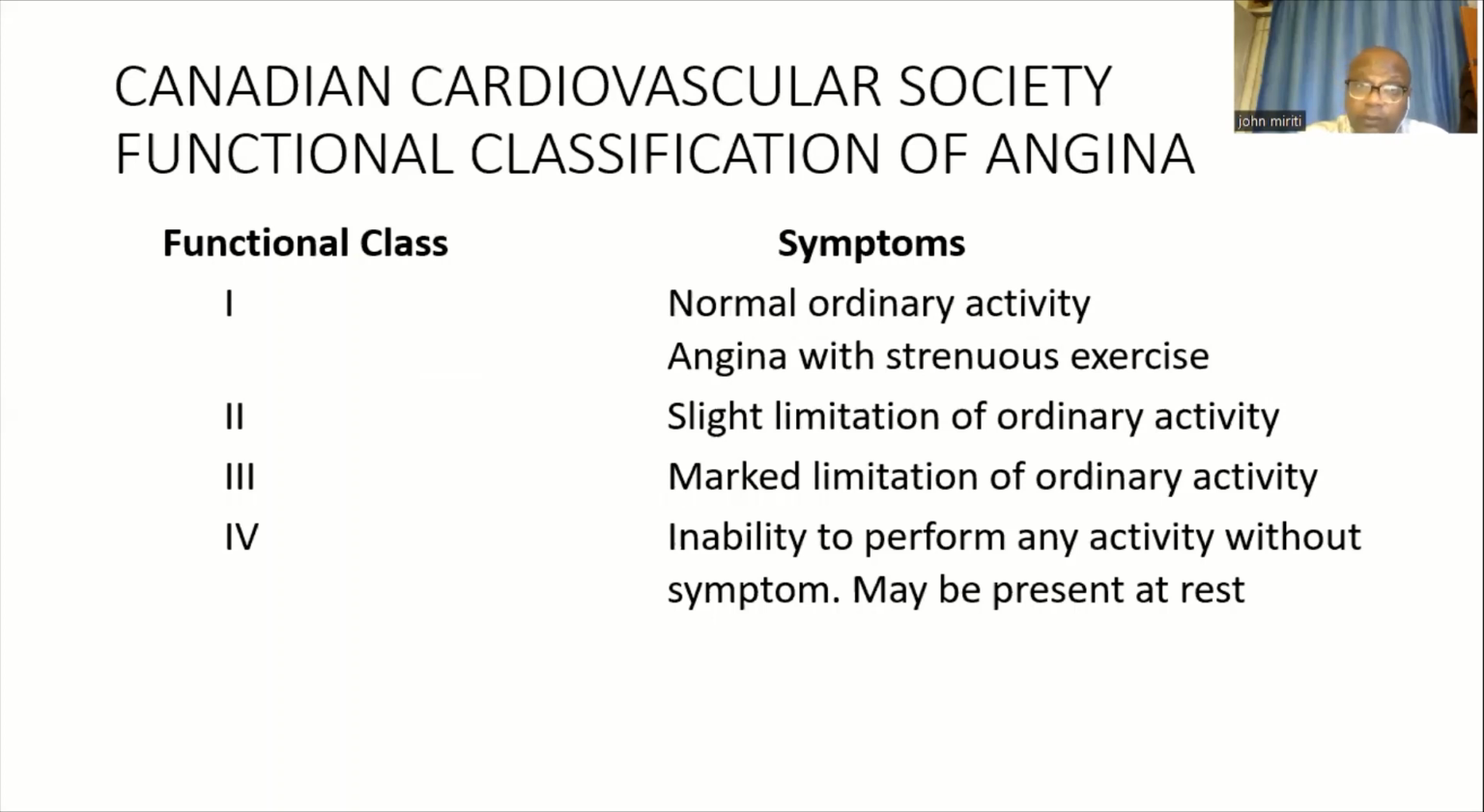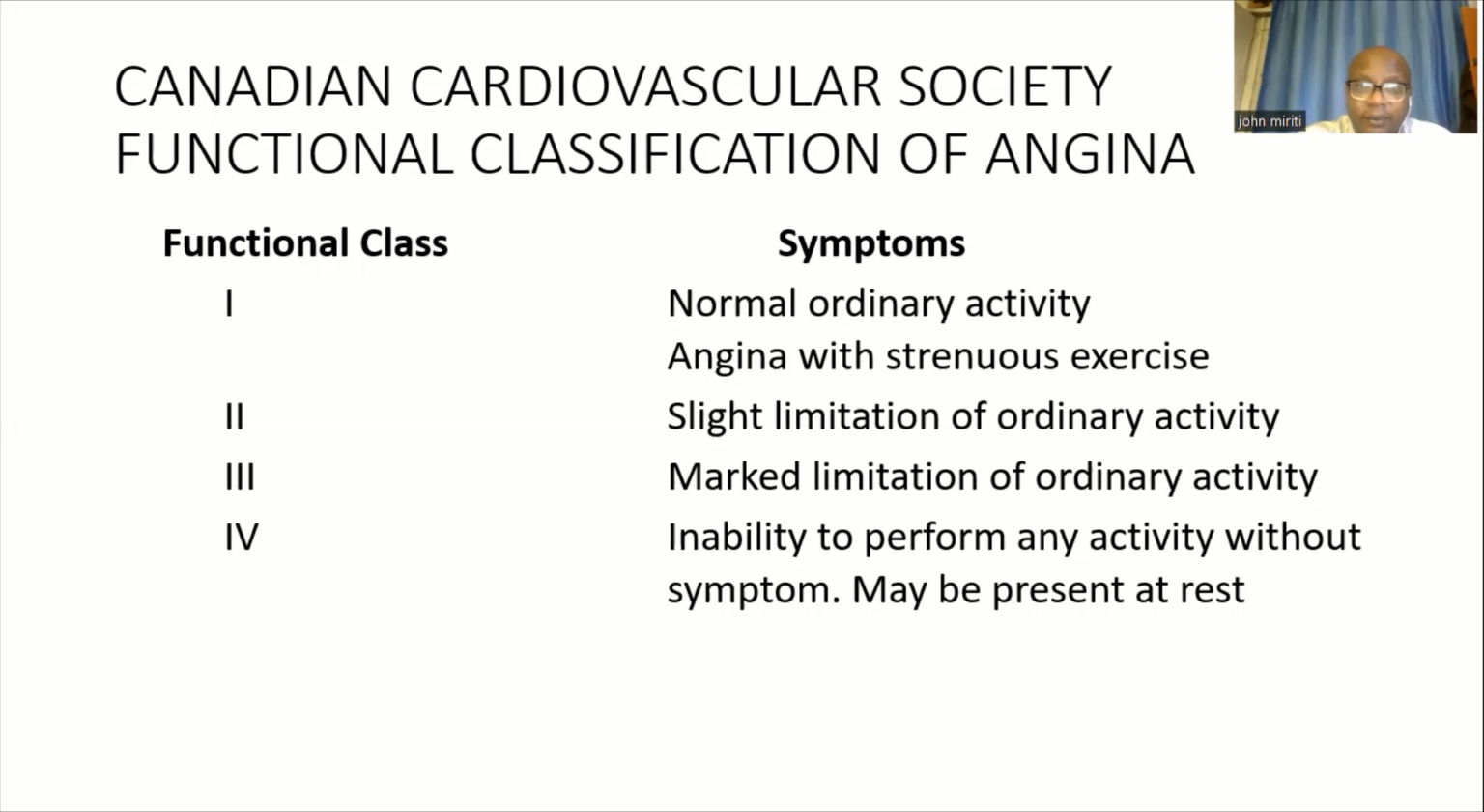There are two schools of thought in terms of classification of angina pectoris. The first one is the Canadian Cardiovascular Society functional classification of angina. This one is classified as per function. In class 1, the patient is normally active, and angina occurs only with strenuous exercise. If the patient runs or does strenuous activities, at that time the patient manifests the symptoms. That is class 1.